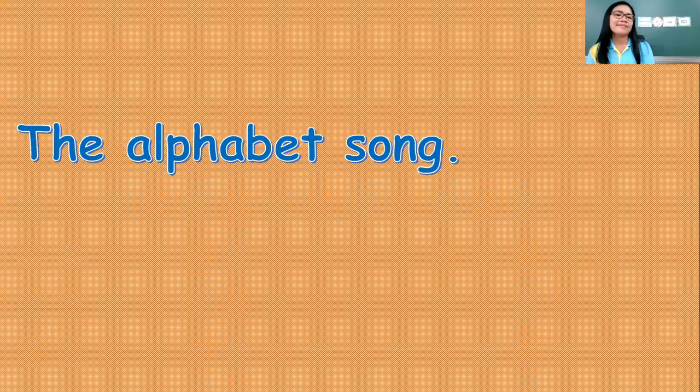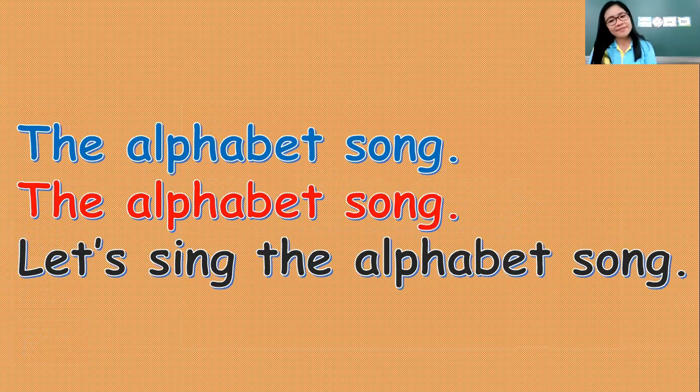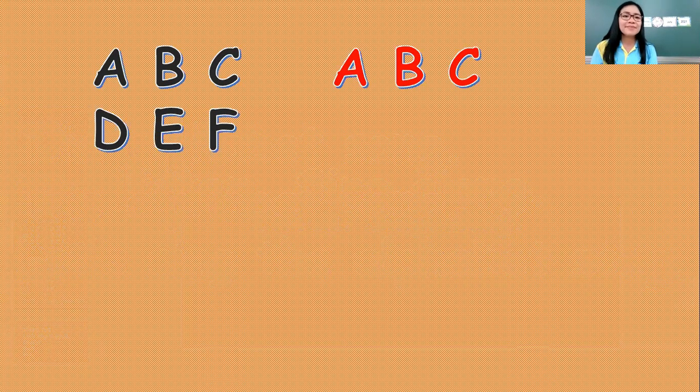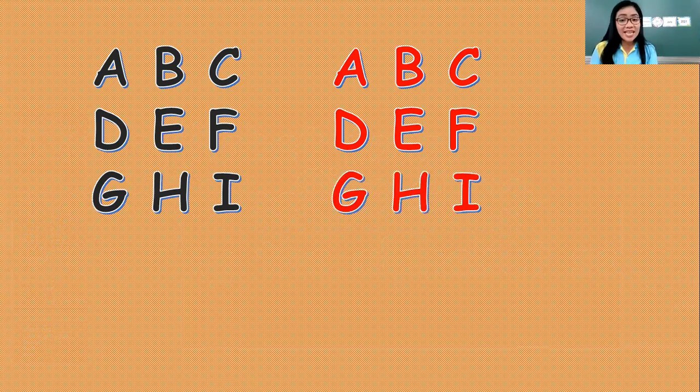The alphabet song, the alphabet song. Let's sing the alphabet song. A, B, C. A, B, C. D, E, F. D, E, F. G, H, I. G, H, I. J, K.